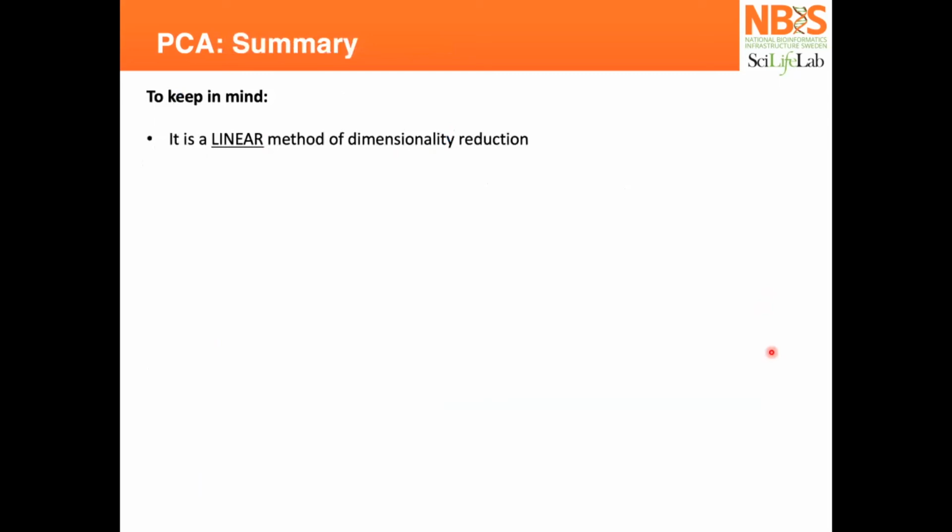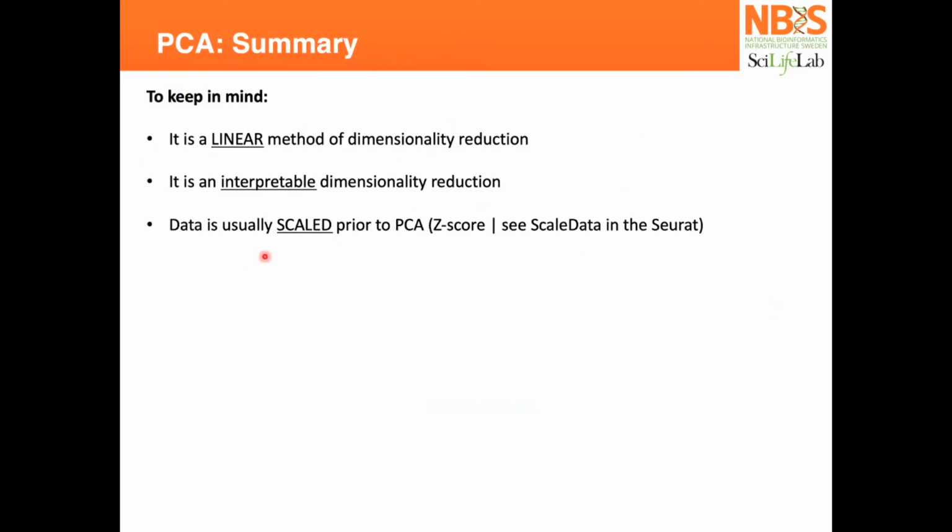So to keep in mind, PCA is a linear method for dimensionality reduction. It's an interpretable dimensionality reduction because the principal components have a meaning. So principal component 1, the highest variation. Principal component 2, the second highest variation, and so on and so forth. As well as we know which genes contribute to each principal component separately. So that gives an interpretation of the dimensions. The data is usually scaled prior to PCA using z-score or using the scale data function, for example, in Seurat, or the VAR transformation in SCAN.